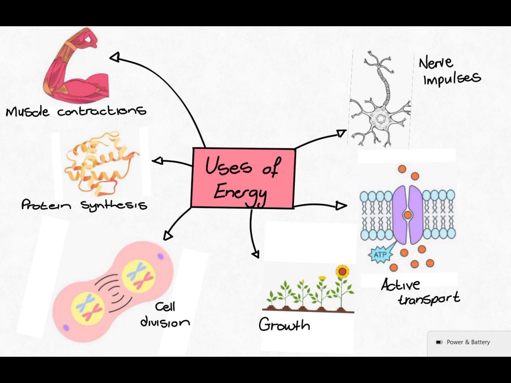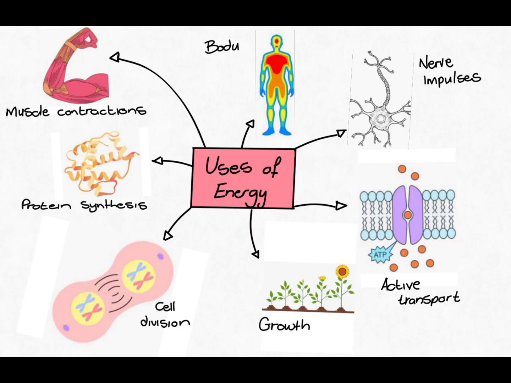Then lastly, energy is needed to maintain a constant internal body temperature, and that is something that makes us humans as mammals special. The fact that we are so-called warm-blooded animals, so we can regulate our body temperature through the use of ATP or energy.